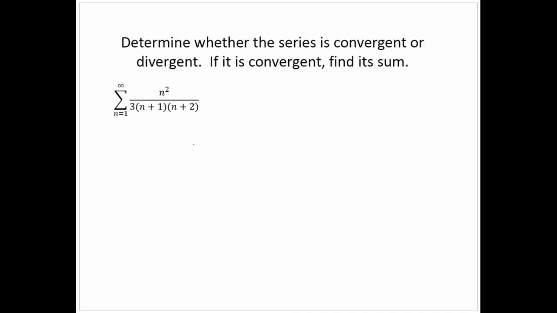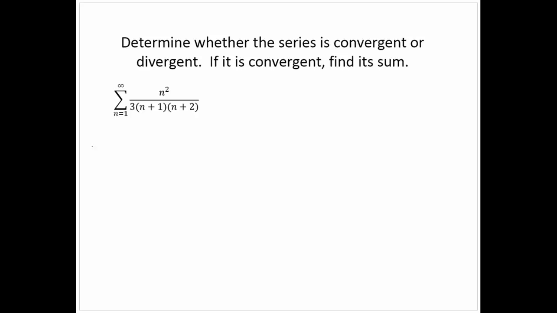So let's consider this example. We want to determine if the series is convergent or divergent. If it is convergent, try to find its sum. And so we have the series, the sum from n equals 1 to infinity of n squared over 3 times n plus 1 times n plus 2.